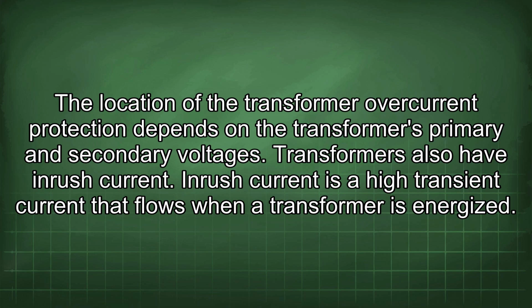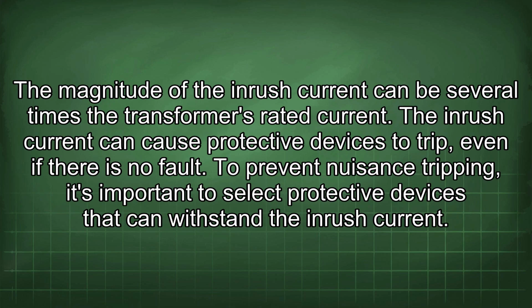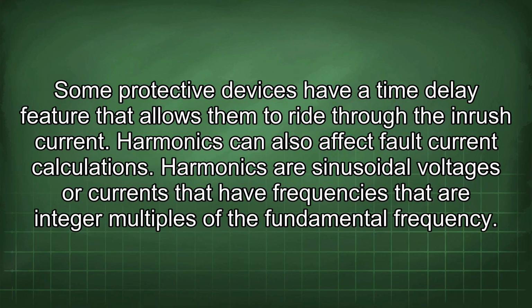Transformers also have inrush current. Inrush current is a high transient current that flows when a transformer is energized. The magnitude of the inrush current can be several times the transformer's rated current. The inrush current can cause protective devices to trip, even if there is no fault. To prevent nuisance tripping, it's important to select protective devices that can withstand the inrush current. Some protective devices have a time delay feature that allows them to ride through the inrush current.